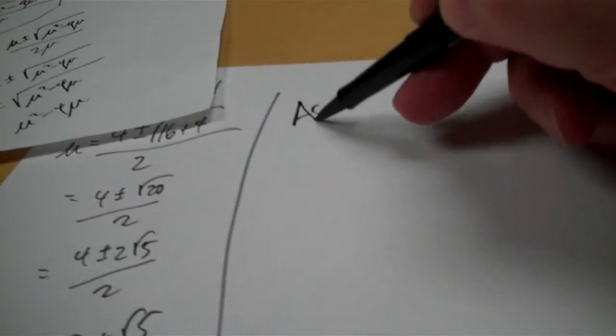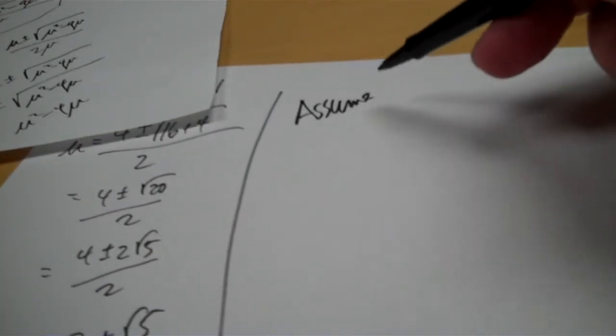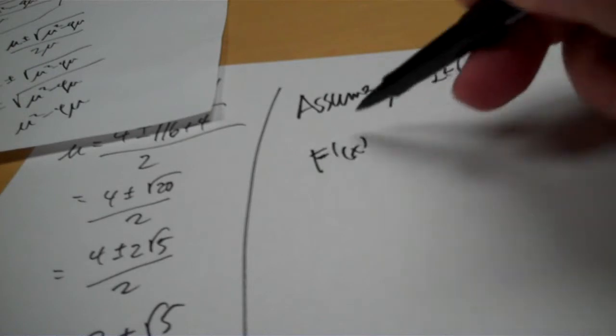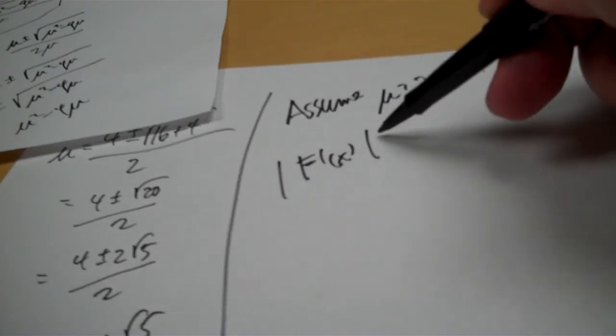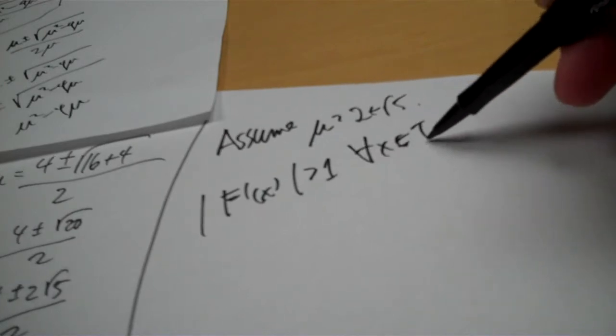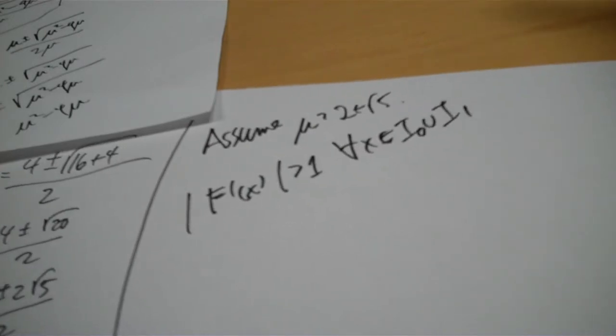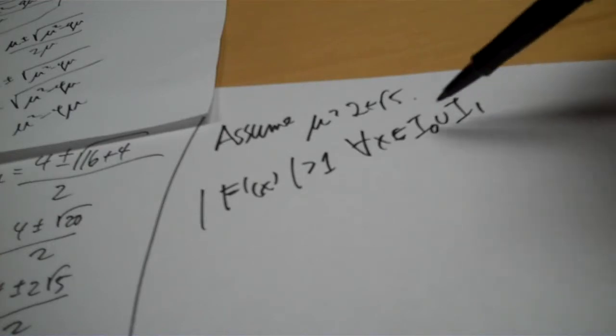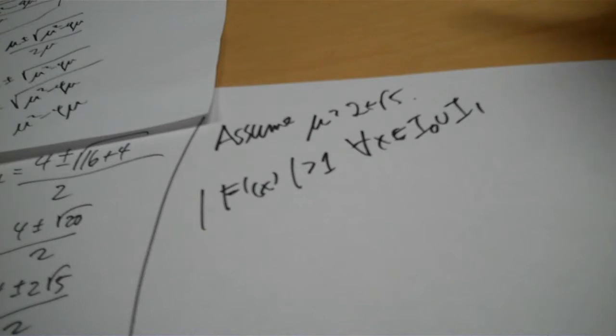So now we can move forward with that assumption. So we assume that mu is greater than 2 plus the square root of 5. And what that's going to give us is that the size of the derivative is bigger than 1 for all x's in I0 union I1, which includes lambda, but then some other folks in case we need it, right?